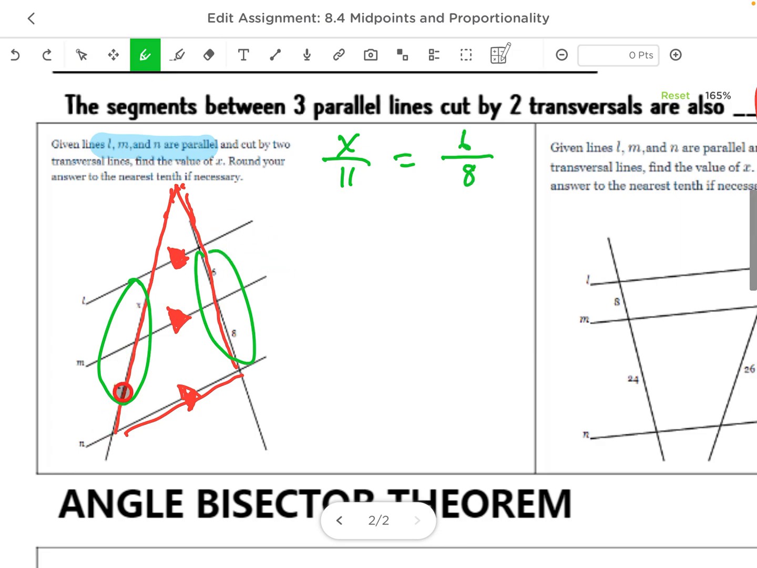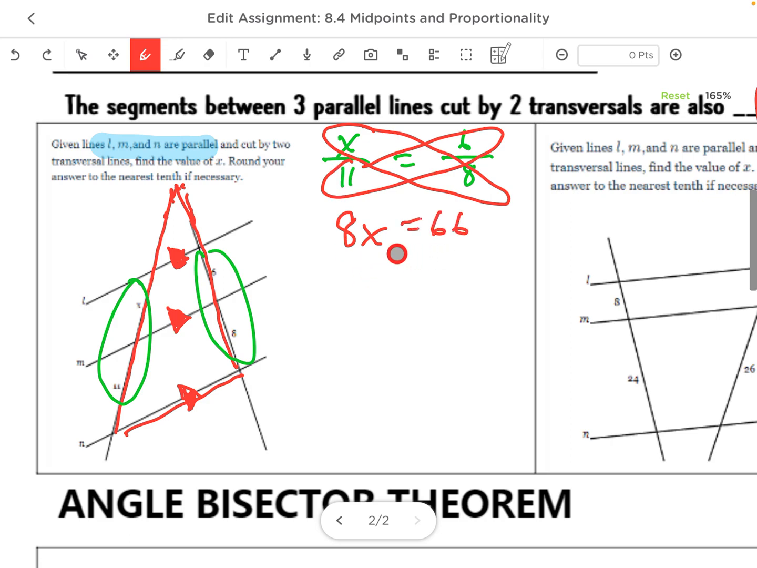Okay, so now if we're just trying to solve for x, once we set up the proportion, we're just going to cross multiply like we practiced, right? So that times that and that times that. So 8 times x gives us 8x. 6 times 11 gives us 66. And then we know what to do. Our last step is always to divide. So we're going to divide by 8, divide by 8. X is equal to 8.25.